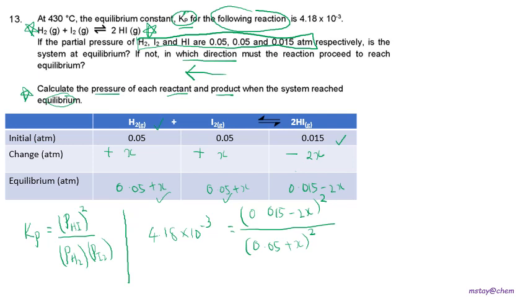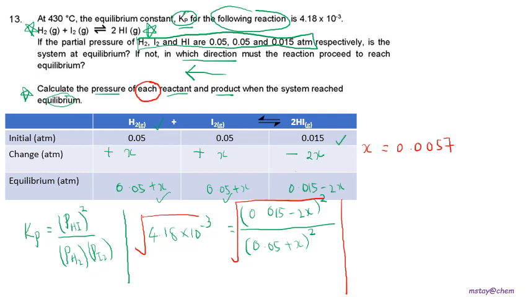Since both of these are to the power of 2, we can take the square root of both sides so that we will not need to use a quadratic equation. When you take the square root of both sides and solve this mathematical problem, you will get x equal to 0.0057. This question asks us to look for the pressure of each reactant, so we are going to find them one by one. The partial pressure of hydrogen at equilibrium is the same as the partial pressure of iodine at equilibrium, so we can do it once only.